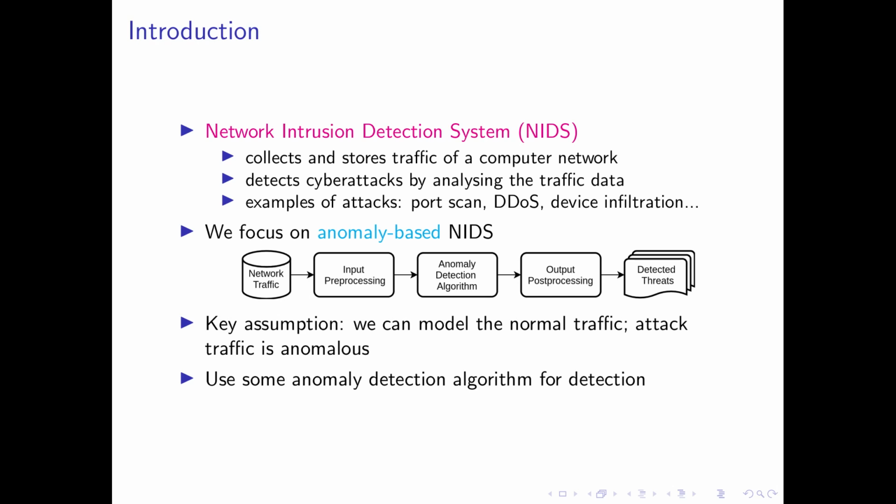And in particular, we focus on anomaly-based NIDS. The difference is that they use an anomaly detection algorithm to detect attacks. The key assumption here is that we use this anomaly detection algorithm to model the normal behavior, normal traffic. And then we assume that attack traffic somehow deviates from the normal traffic, and our anomaly detection model will detect it.